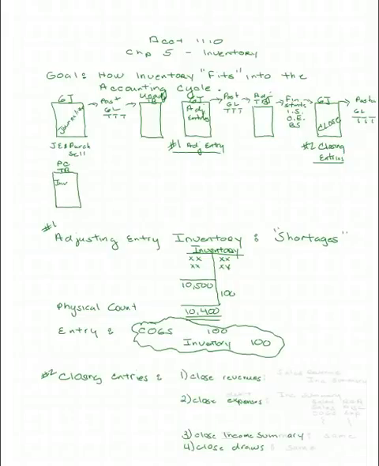Chapter 4, we learned that there are 4 normal closing entries. 1 is to close revenue into income summary. 2 is to close expenses into income summary. Number 3 is to close income summary into the capital account. And number 4 is to close draws. How does having inventory affect this?